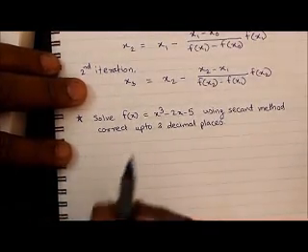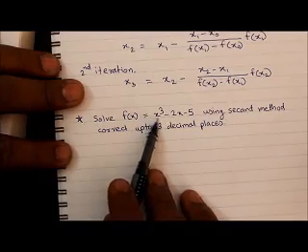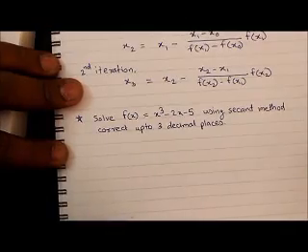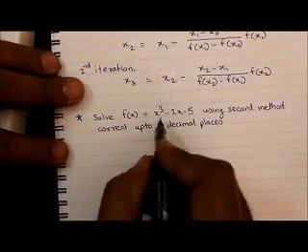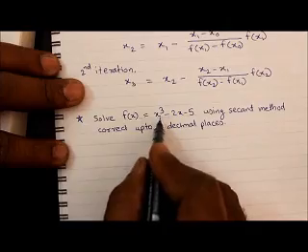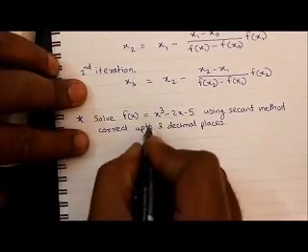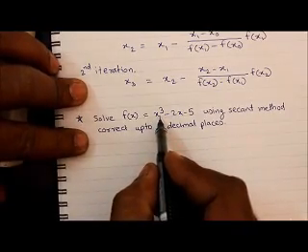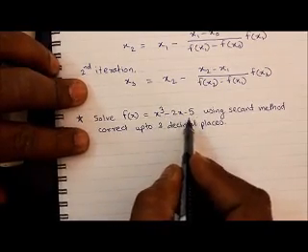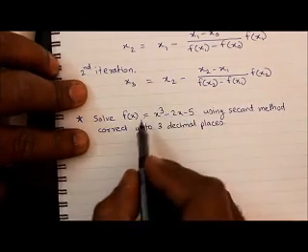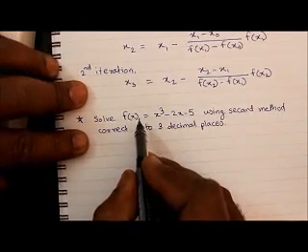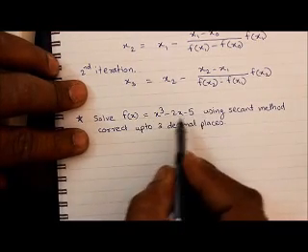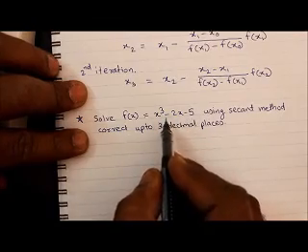Let me tell you one thing. If the equation that is given to you is simple enough, like x cube minus 2x minus 5, we can just see that if we take f(1), that is f when x is equal to 1, the value would be 1 cube minus 2 into 1 minus 5, which is 1 minus 2 minus 5, that is minus 6. If we take f(2), it's going to be 2 cube minus 2 into 2 minus 5, that is 8 minus 4 minus 5, which is minus 1.